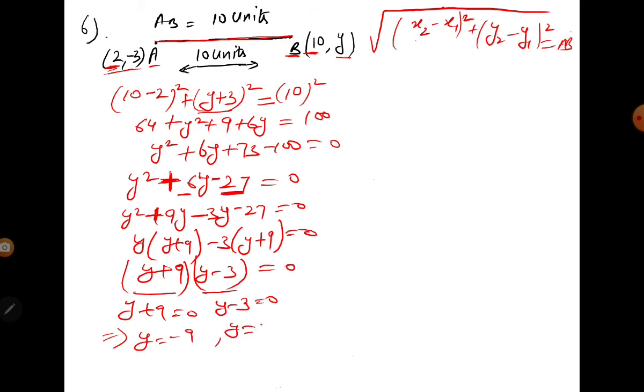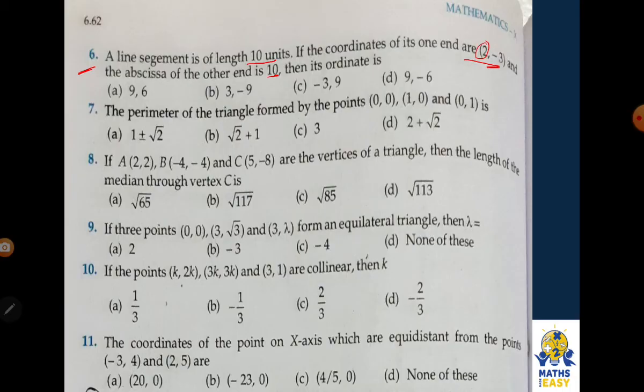So what are the two values for y, the ordinate? That will be minus 9 and 3. Minus 9 and 3. So we'll find out from our answer which choice will be there. Yeah, it is 3 and minus 9. It's answer B. Okay, this way the MCQ will be solved.